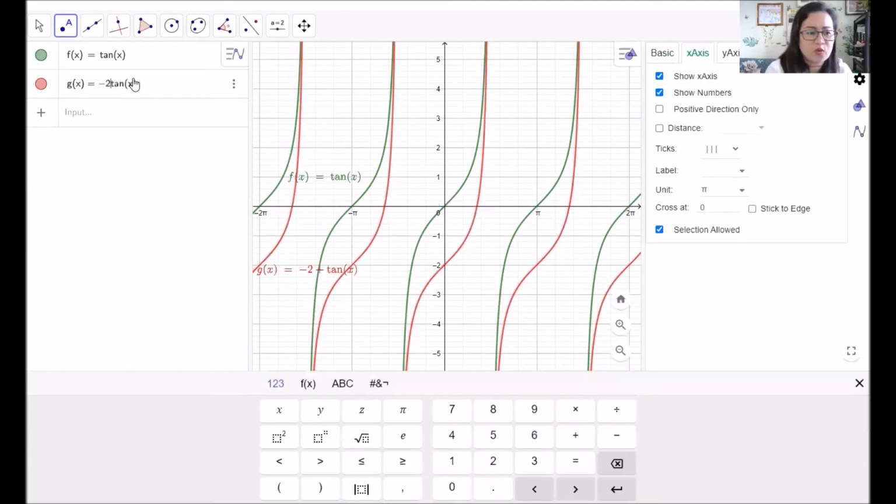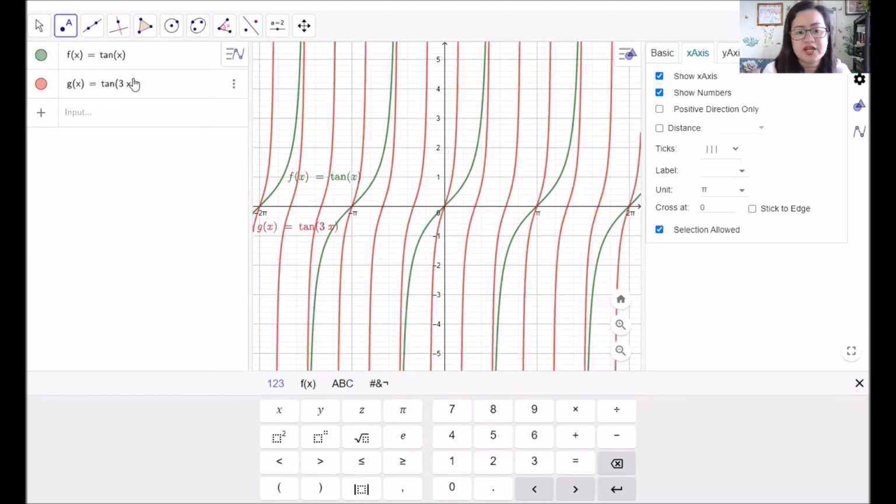Now what if we change the value of c? So let's say we have 3x, the tangent of 3x.